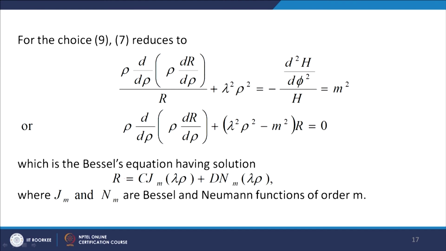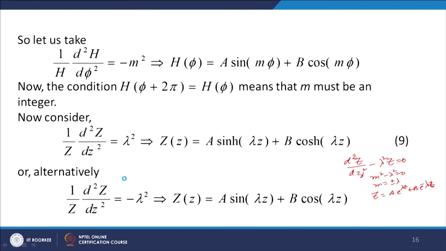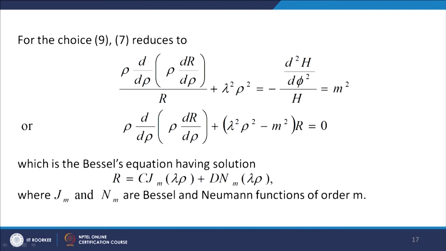This is the case, this one. When we choose 1 over z d square z over dz square as lambda square, we get this equation, and this is Bessel's equation, where the solutions are r equal to c J_m(lambda rho) plus d N_m(lambda rho). c and d are constants, J_m and N_m are Bessel functions and Neumann functions of order m.